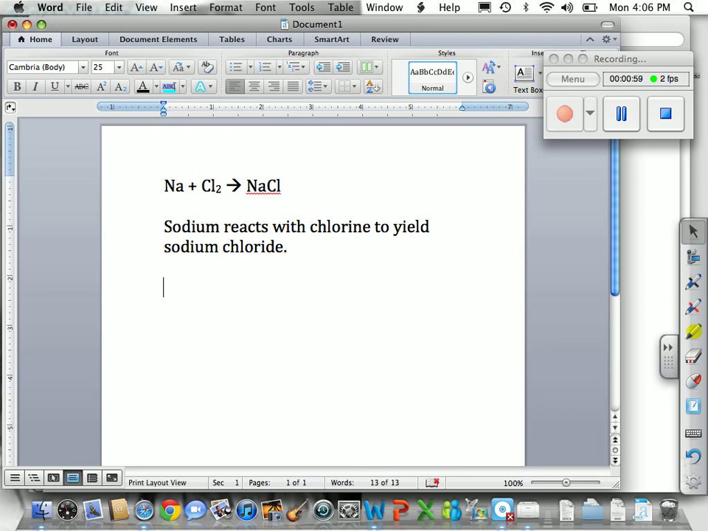Another example here would be if we have MgSO4 plus Ca giving CaSO4 plus Mg. So when we look at this, we know that we have magnesium. We recognize SO4 is sulfate, so again, we name this as magnesium sulfate.